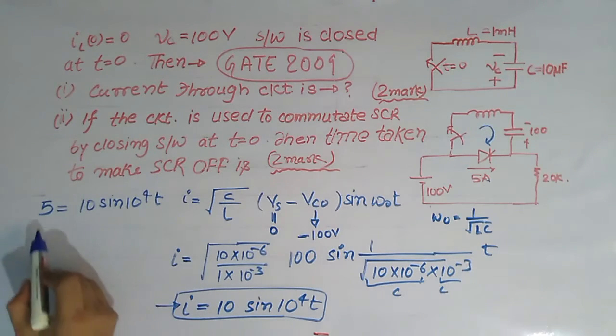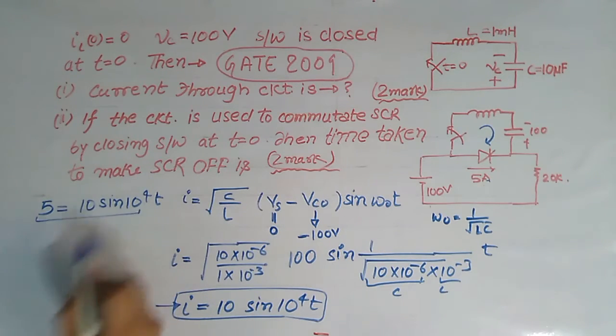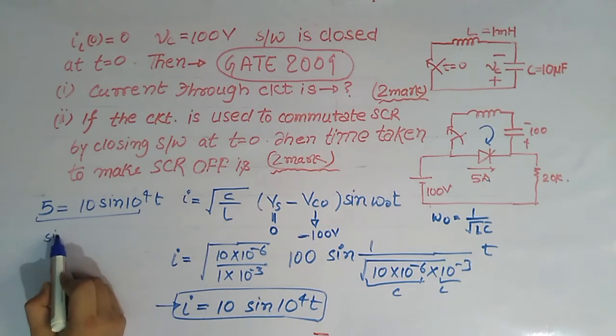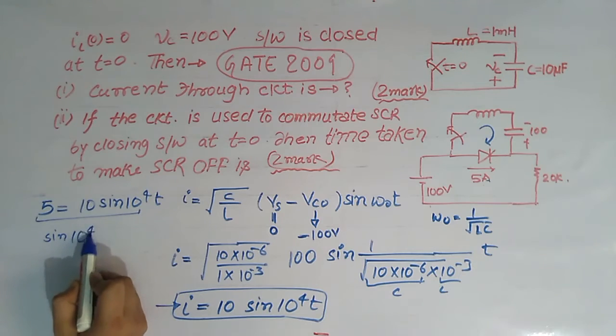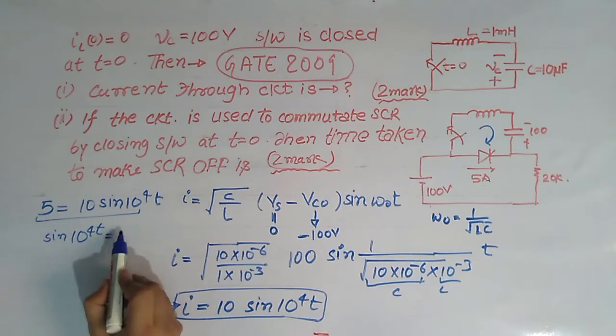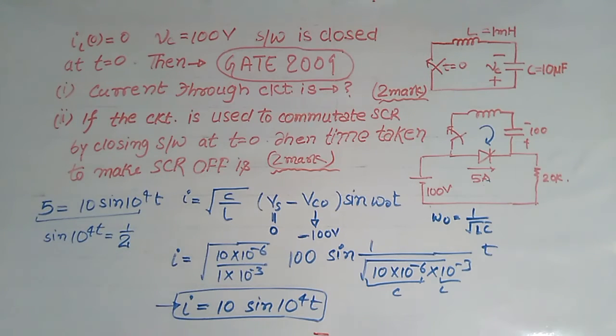If we make this, then SCR gets turned off. And what is the time taken? It is simply given by sine 10 to the power 4t is equal to 1 upon 2. So solve this, we get t is equal to 52 microsecond. So this is the answer.